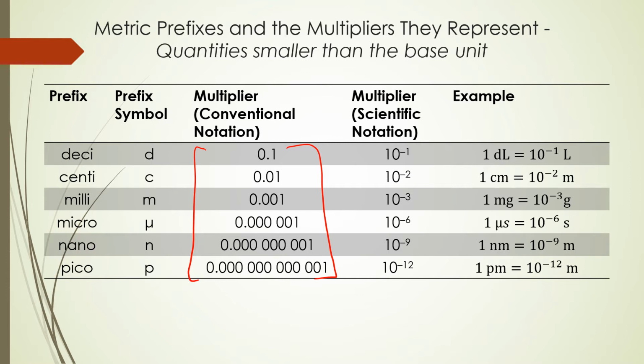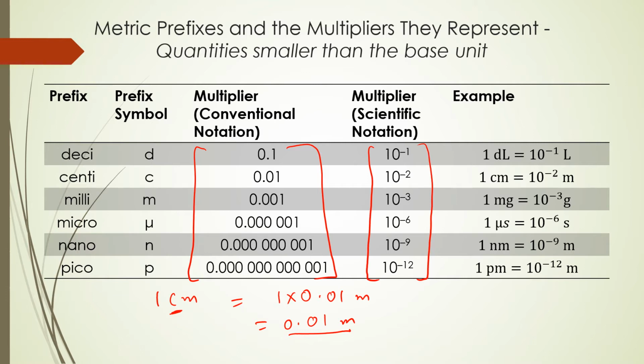For example, 1 centimeter is a meter multiplied by the centi prefix. In other words, 1 centimeter is 1 times centi, and the prefix for centi is 0.01, so it is 0.01 meter. You can see it's a small number now. So all these prefixes decrease the value of the base unit. We can go from deci, which is 0.1, 1/10th of a meter, to centi, 1/100th of a meter. Or in other words, we can use these multipliers, 10 to the negative 1, 10 to the negative 2, and so on.